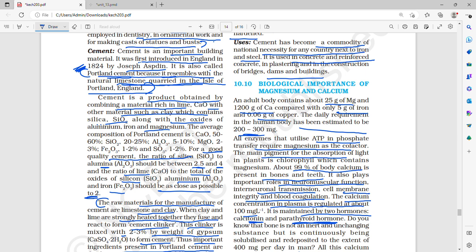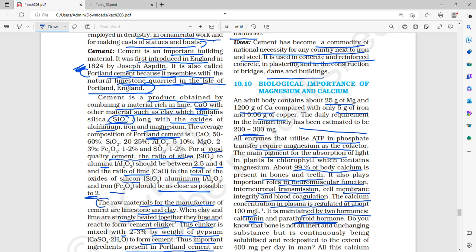Cement is a product obtained by combining a material rich in lime, that is calcium oxide, with other materials such as clay, which contains silicon oxide, along with the oxides of aluminium, iron, and magnesium. The average composition of Portland cement.